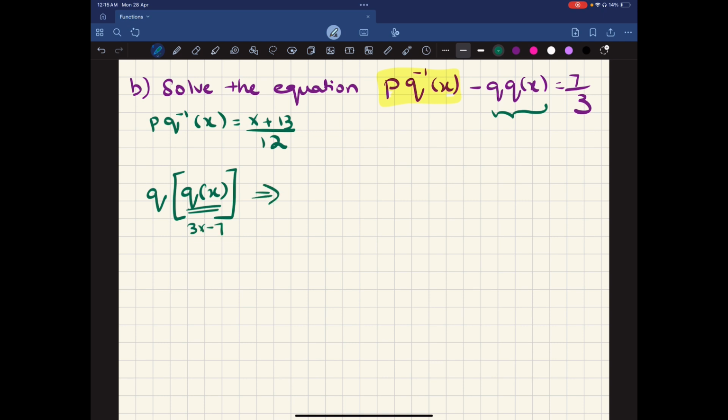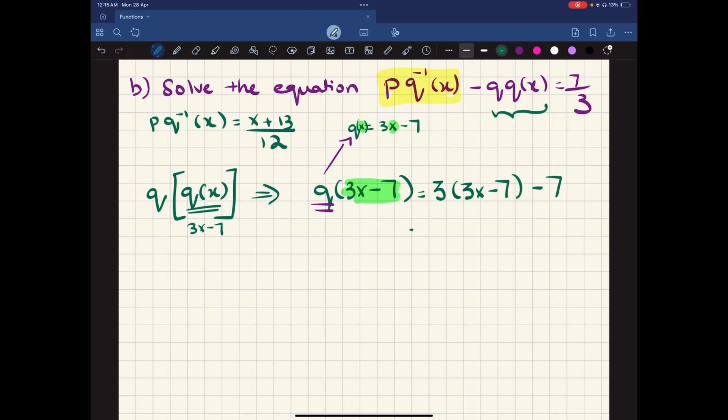So what do we have? q of 3x minus 7. What is function q? It is 3x minus 7. So what are we going to do now? We're going to go to function q and replace the x with 3x minus 7. Okay, so what do we have? 3 into x, what will come in place of x? 3x minus 7 minus 7. So 9x minus 21 minus 7 gives you 9x minus 28.